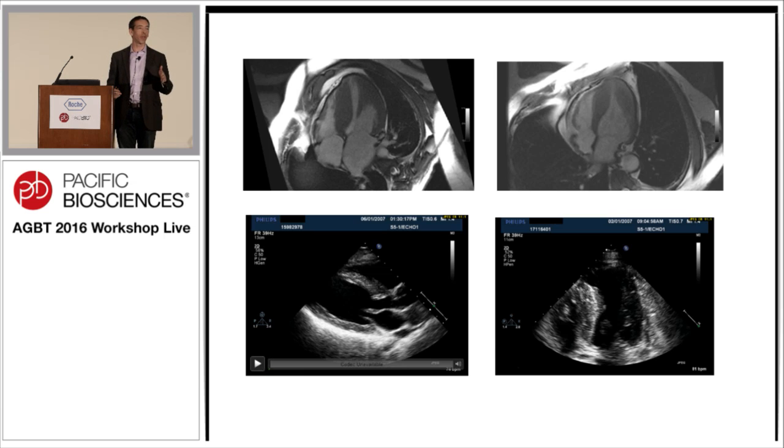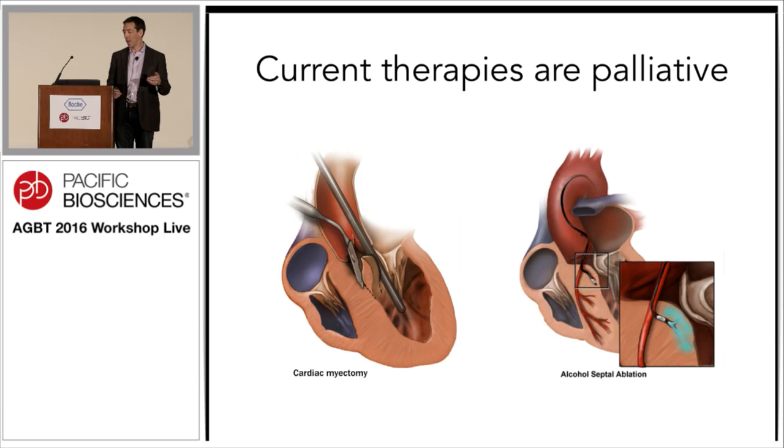We literally go in through the aortic valve and cut out part of the heart. Or, and this is really true, we inject alcohol to cause a therapeutic heart attack. Believe me, this has actually happened. A therapeutic heart attack to try and infarct part of the heart to take away that outflow tract obstruction.